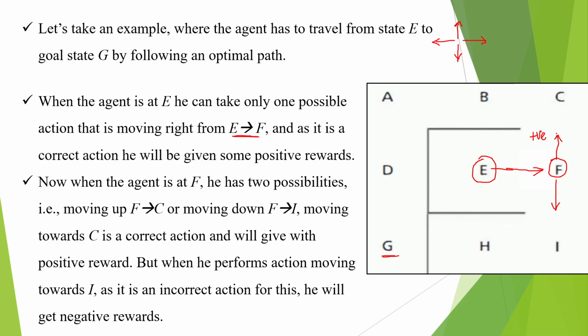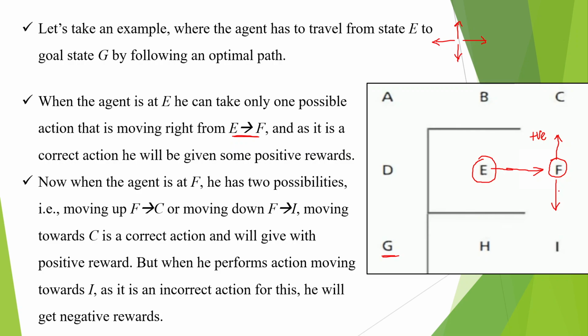Moving towards C will result in positive rewards, and moving towards I will not, because it is not leading to the goal state. As you can see, after moving to I, again it has to move to H, and after H we have the blockage, isn't it? So it cannot move from H to the goal state. So moving towards I is a wrong decision.